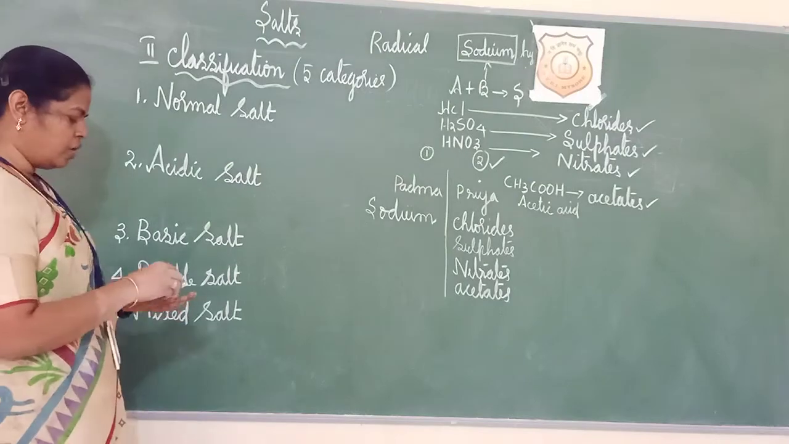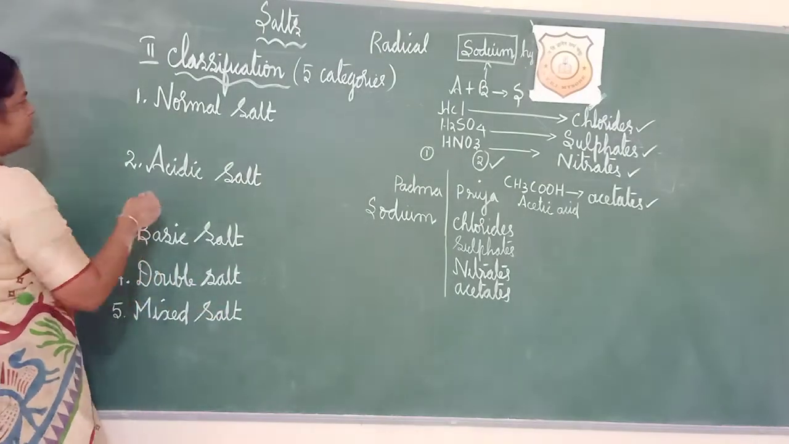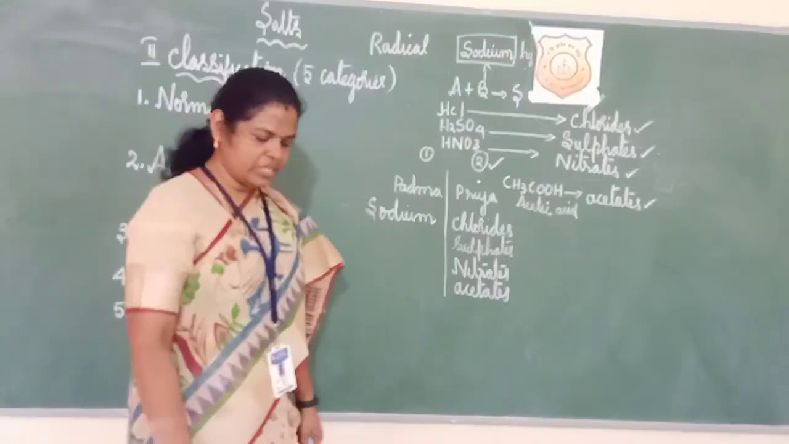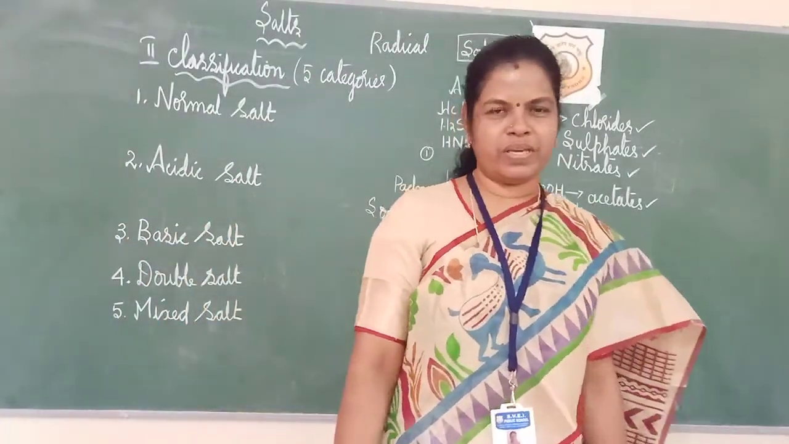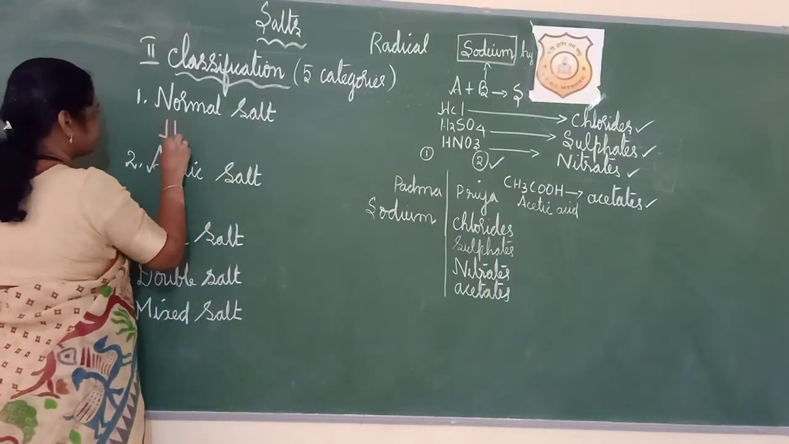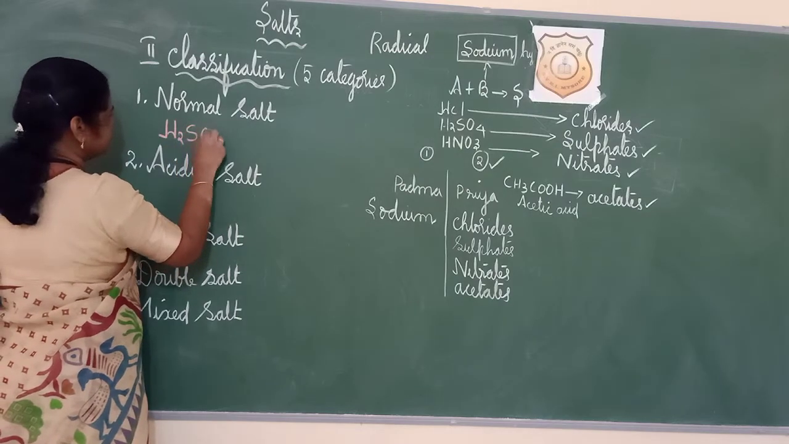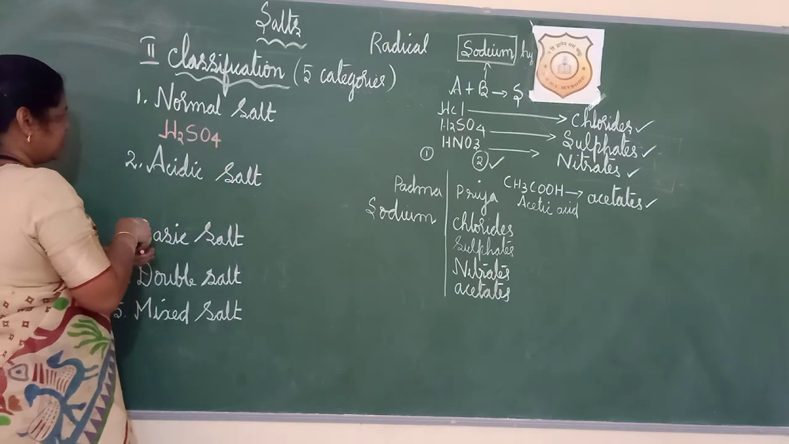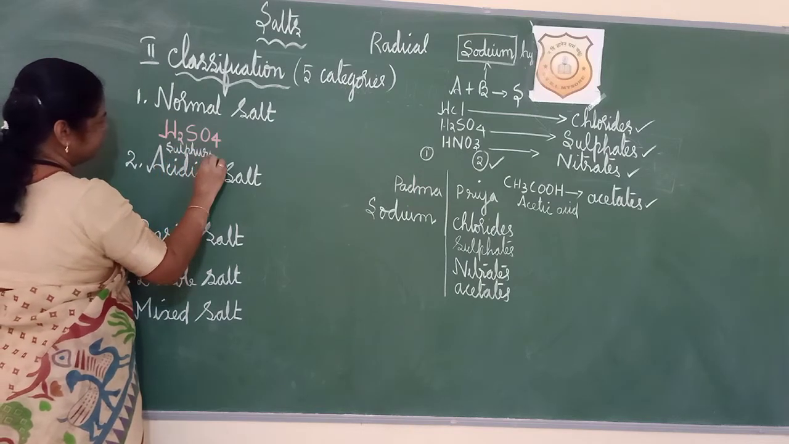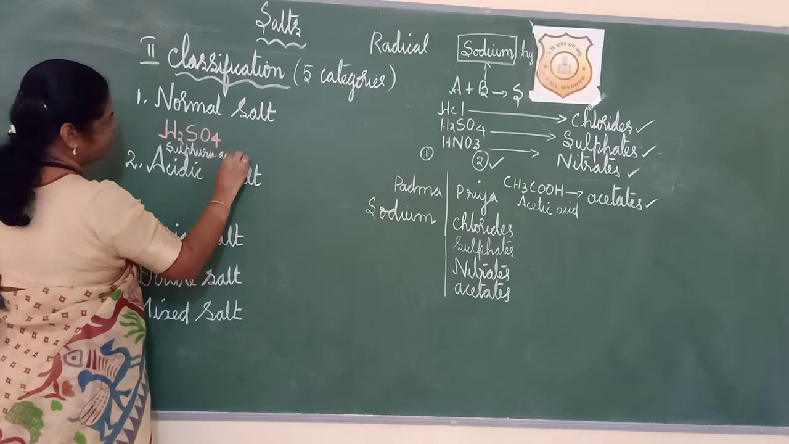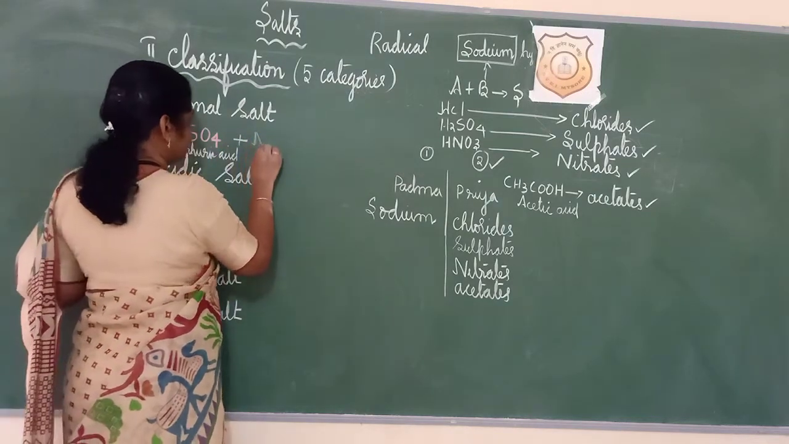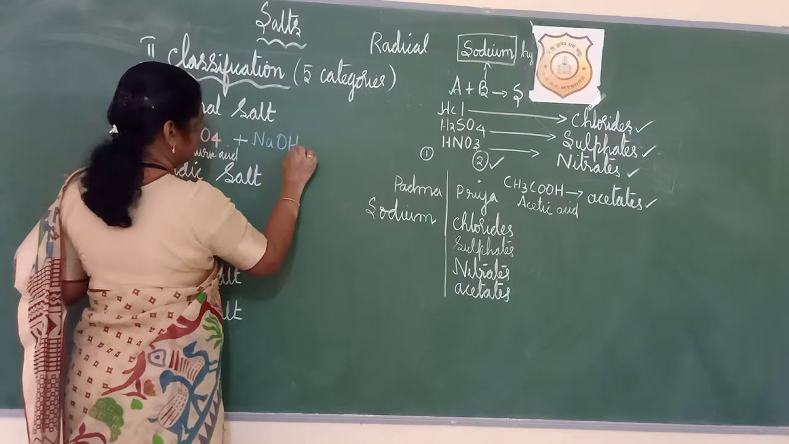Now, normal salt: you will know, no? One acid plus base gives salt. Already we have studied one example, HCl plus NaOH. So we will go to the next acid. Which is the next acid? H2SO4, which is sulfuric acid. I told you, whenever you write this, you should write the word equation also. Sulfuric acid plus, which base can we take? We will take sodium hydroxide to check what comes.